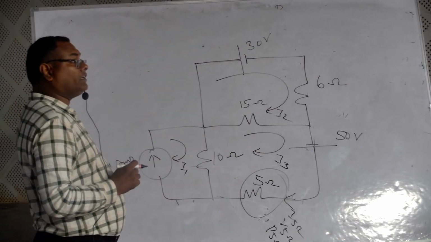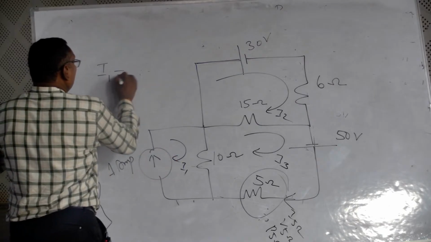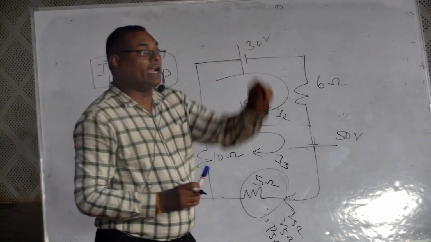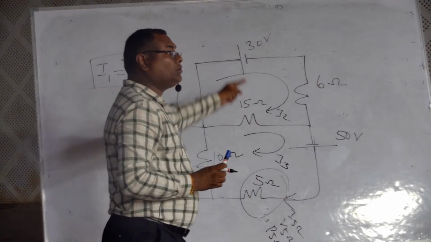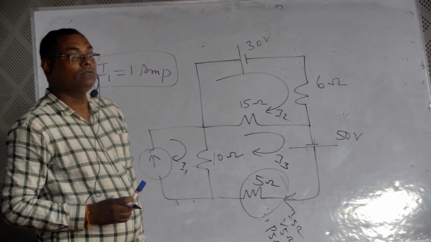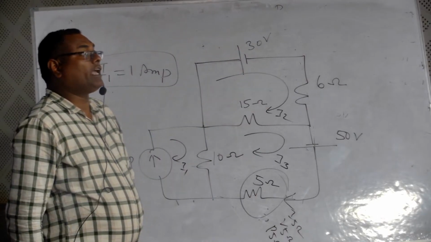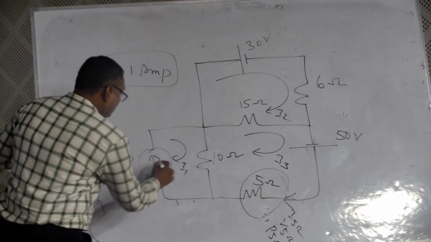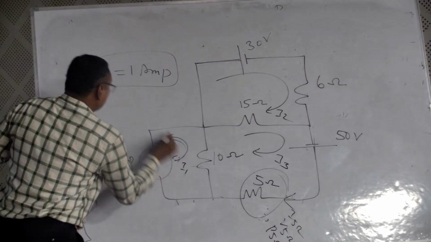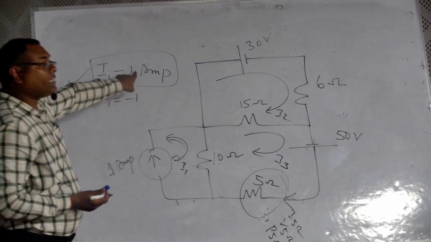Already he has given the current. What is the current? I1 is equal to 1 ampere. This is the advantage. Actually, we have to write 3 equations, equation 1, equation 2, equation 3, but one equation has been reduced. We have to observe the diagram carefully. So, these two are same direction. If you want to take anti-clockwise direction, the answer is -1. If you take clockwise, the answer is 1.